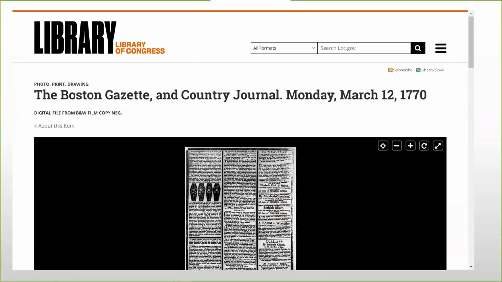Perhaps the episode that's most frequently cited in the struggle for public opinion occurred in March of 1770 in Boston. Here's a screenshot of the Boston Gazette from the Library of Congress Chronicling America collection. What happened in March of 1770? If you said the Boston Massacre, right? Here's a transcription of that.